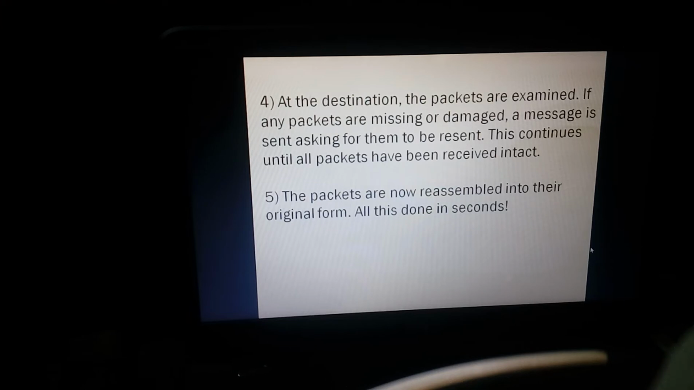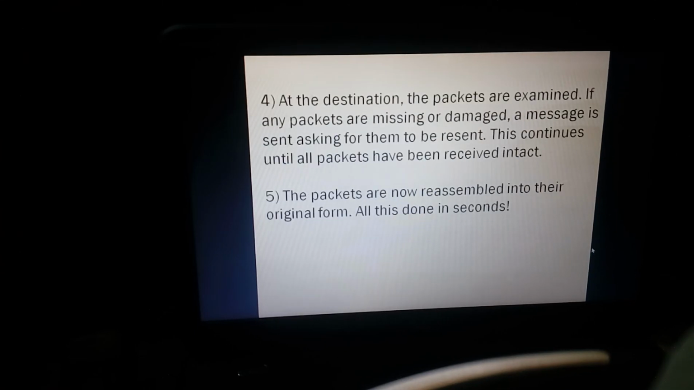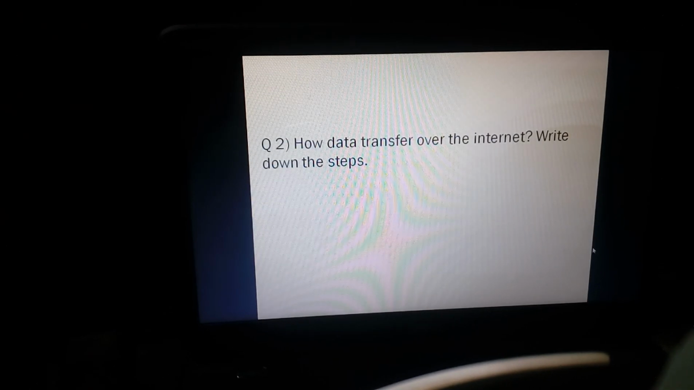Okay students, so we have seen today how data is transferred on the internet. There are a total of 5 steps involved in this process. Based upon that you have to write one question here. The question is how data is transferred over the internet. Write down the steps. This is a very important question. Okay, so you have to write this question in your notebook and keep it for your further reference.